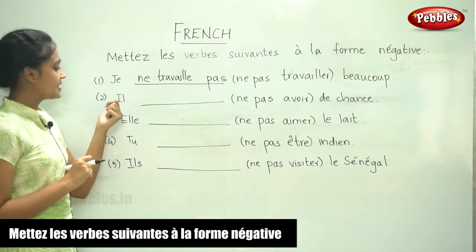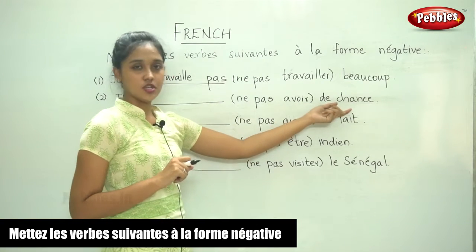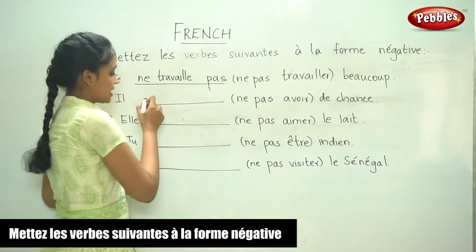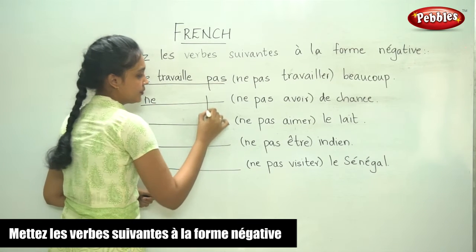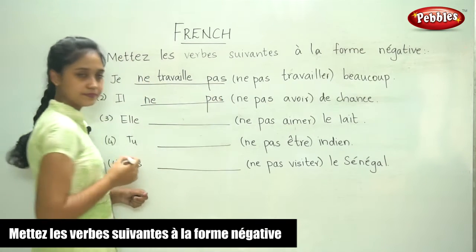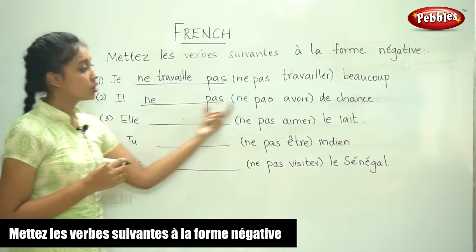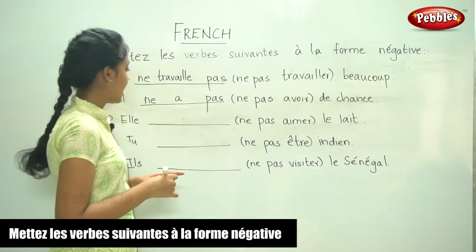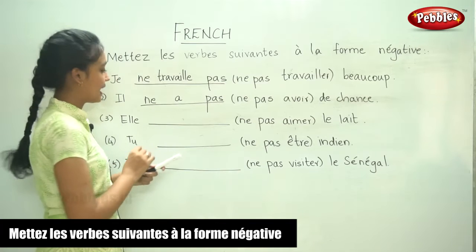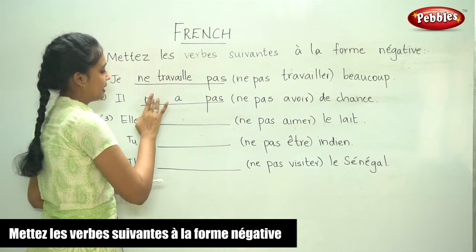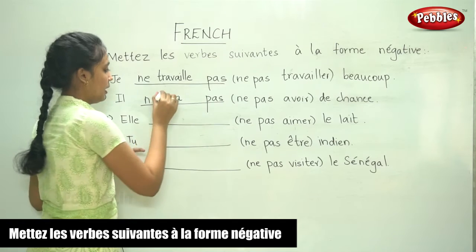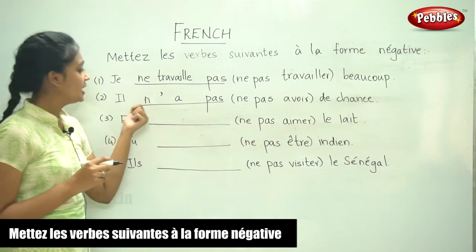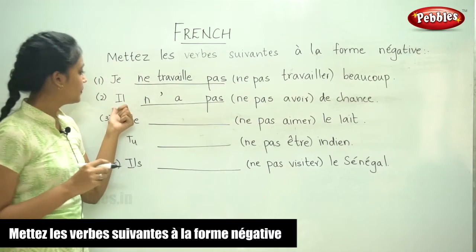The second sentence, "il dash de chance." So now the verb is avoir. Now as usual we write ne before, pas after. And for il, the conjugation of avoir is a. But as you see, there is a vowel clash here. So we replace this E with an apostrophe. Il n'a pas de chance. He doesn't have the chance.